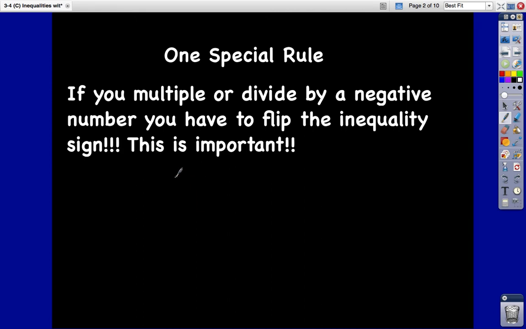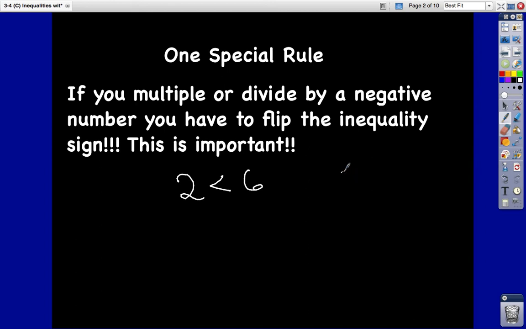I'm going to write down a true inequality. 2 is less than 5. You know what? Let me use a different number here. 2 is less than 6. That's a true inequality, okay? Now, I am going to divide both 2 and 6 by negative 2.